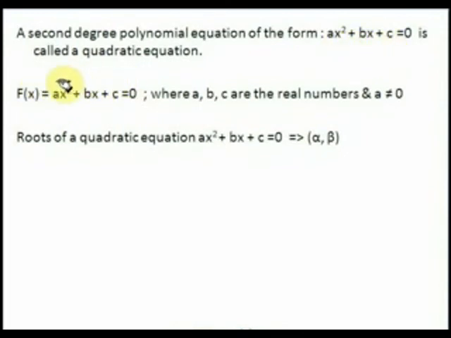Since it is a function of x, we can write this as f(x) = ax square plus bx plus c is equal to 0, where a, b, c are real numbers and a is not equal to 0. If a is equal to 0, then the equation becomes linear and will have only one root. A quadratic equation must have two roots, that is alpha and beta.